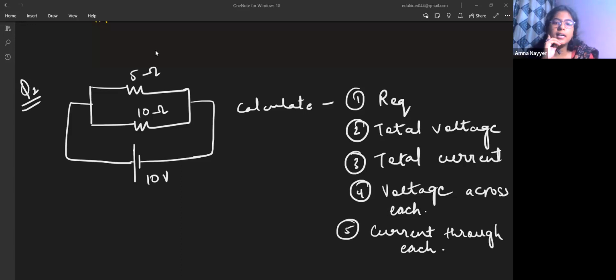Yes, answer of the first question. By now, you people must have calculated it. In the chat column, I didn't receive any answers. This is similar to the series question which we had done. Values are exactly the same, 5 ohm and 10 ohm. Any answers by anyone? What is your R equivalent coming?